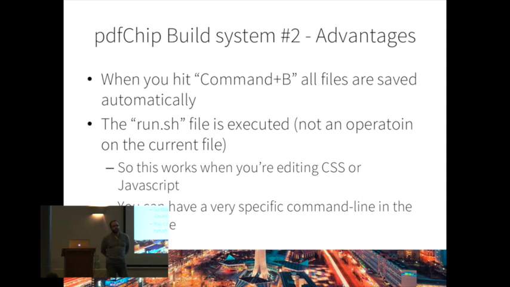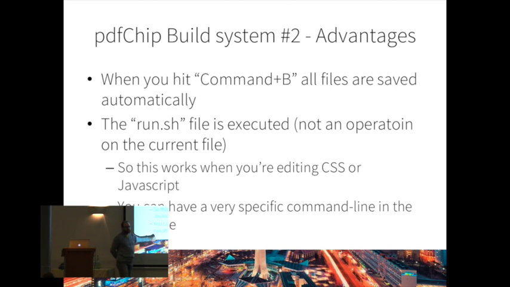Every time you hit command B for build, first of all, Sublime is going to save all of your changes. That's really important because, well, if you don't, then you forget that your CSS file hasn't been changed yet and you wonder why it's not working. So this is a really good thing. But the most important thing is that in this run.sh file, it's a script that you're calling. You're not doing something on the file that you're currently editing. You're always calling that particular script that is in that folder. So whether you're working in the CSS or the JavaScript or whatever, it doesn't matter. It will always do that script that you have in there.